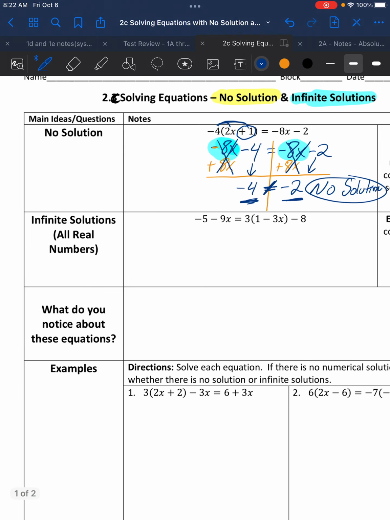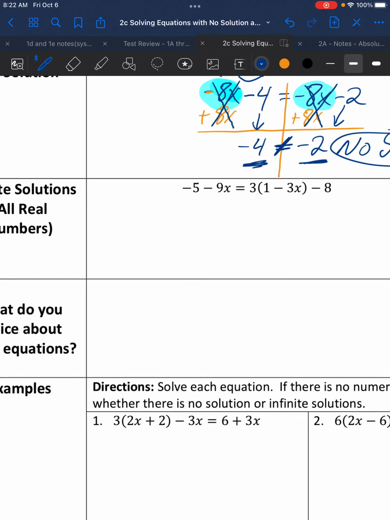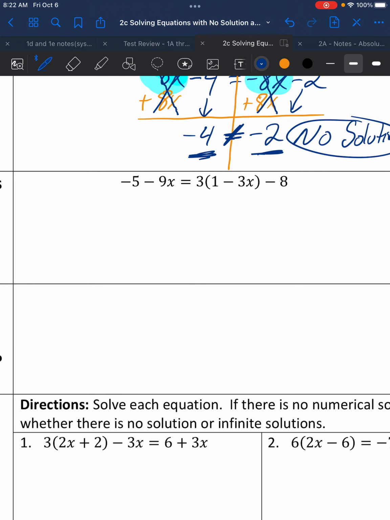Now we're going to work out an infinite solutions, all real numbers, and what that will look like. So we're going to start out the exact same way. I see distributing, so this 3 is going to multiply in. First, I'm going to bring the left side of the equal sign down. 3 times 1 is 3. 3 times a negative 3x is a negative 9x, so minus 9x. And then that minus 8 will come down.